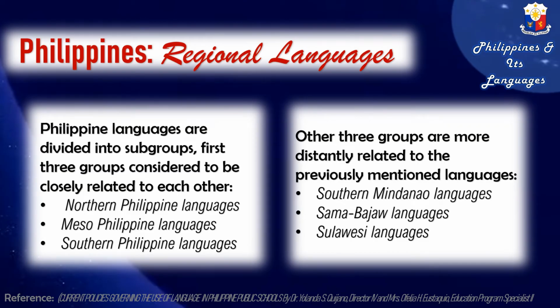Philippines regional languages. Philippine languages are divided into subgroups. First, 3 groups considered to be closely related to each other: Northern Philippine languages, Meso-Philippine languages, and Southern Philippine languages. Other 3 groups are more distantly related to the previously mentioned languages: Southern Mindanao languages, Sama-Bajau languages, and Sulawesi languages.